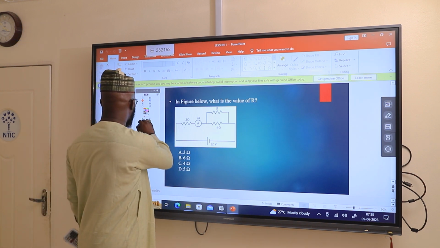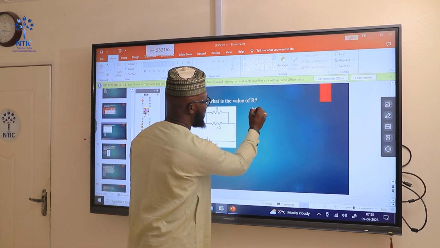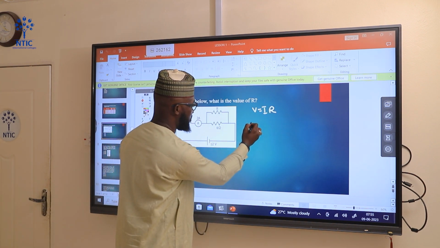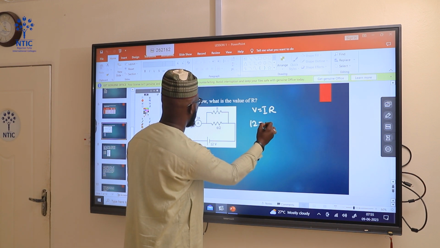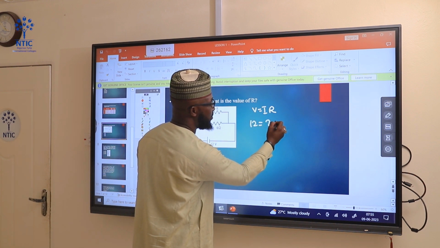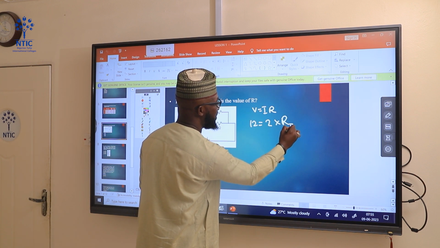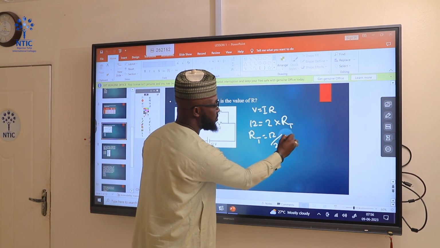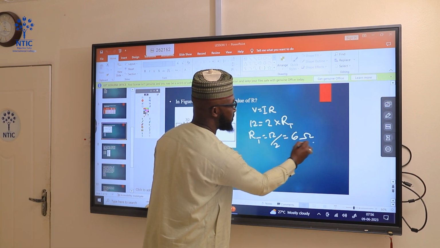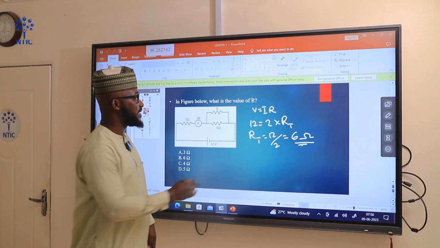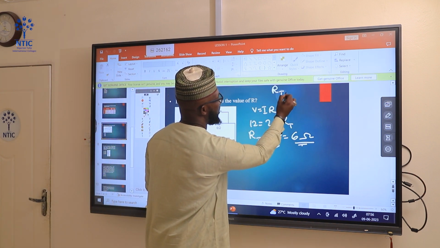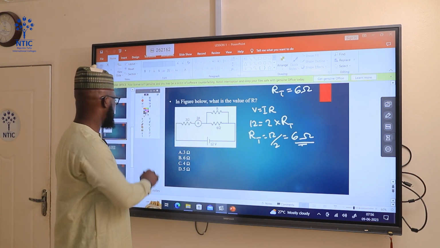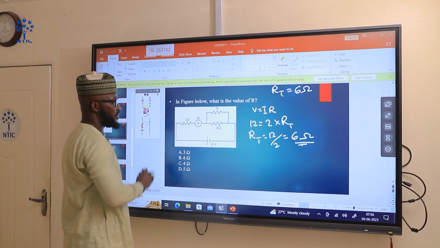We start by saying V is equal to IR, using Ohm's law. So here we are going to have 12 equals, current is given as 2, and then the overall resistance, which is total resistance, RT, is unknown. So RT is equal to 12 over 2, which will give us 6 ohms. This is our RT. We are going to write it somewhere here. Okay, we'll come back to it, given to us as 6 ohms. Now let's go back and try to solve for the others.